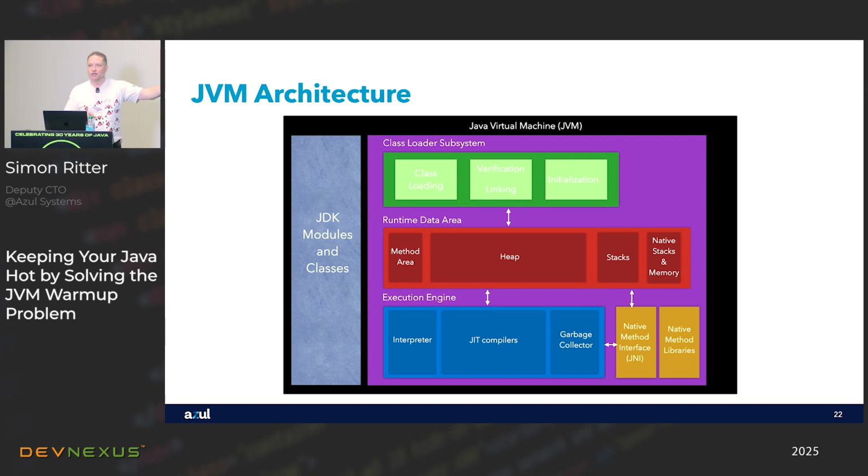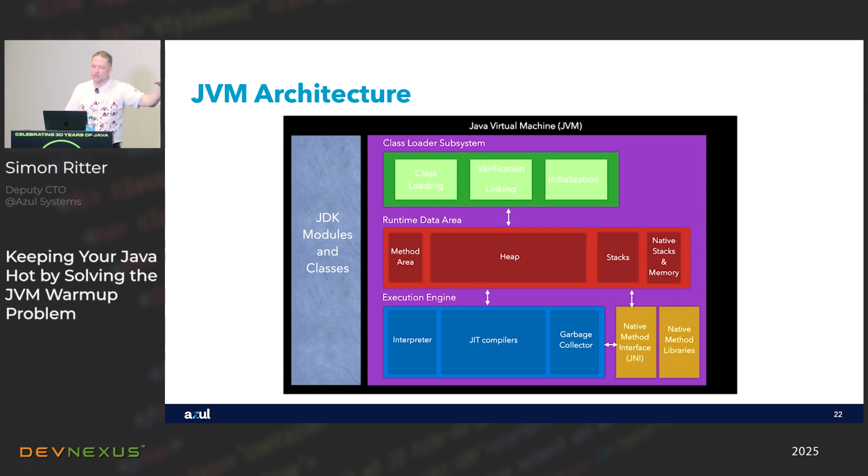If we look at the structure of the JVM, it contains a number of different subsystems. At the top, you've got the class loader subsystem, which does class loading, verification, initialization. In the middle, you've got your runtime data area, which contains information about methods. You've got your heap, your stacks, your native stacks and memory. And then at the bottom, you've got your execution engine.